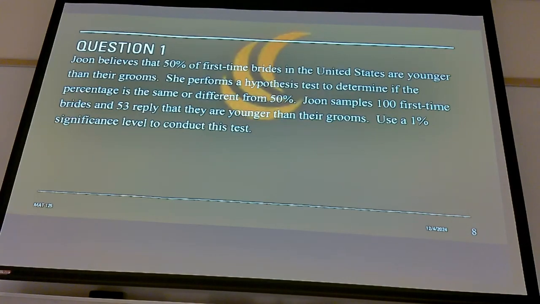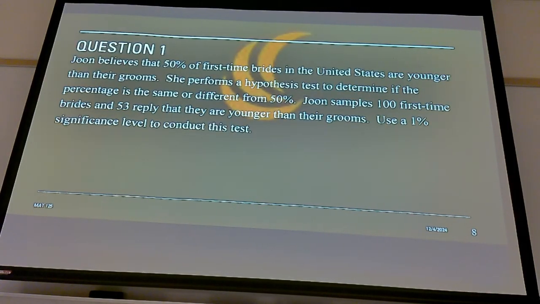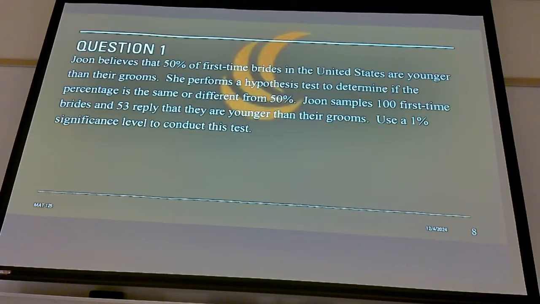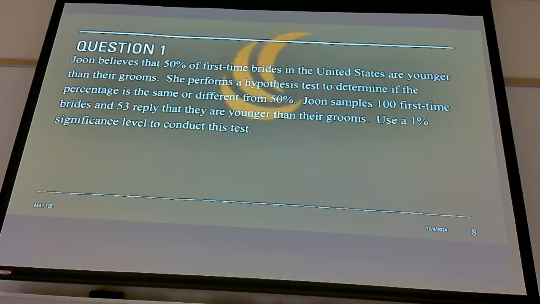So June believes that 50% of first-time brides in the United States are younger than their grooms. She performs a hypothesis test to determine if the percentage is the same or different. Samples 100 first-time brides, 53 replied that they are younger. Use 1% significance level. So I'll do something like this first.